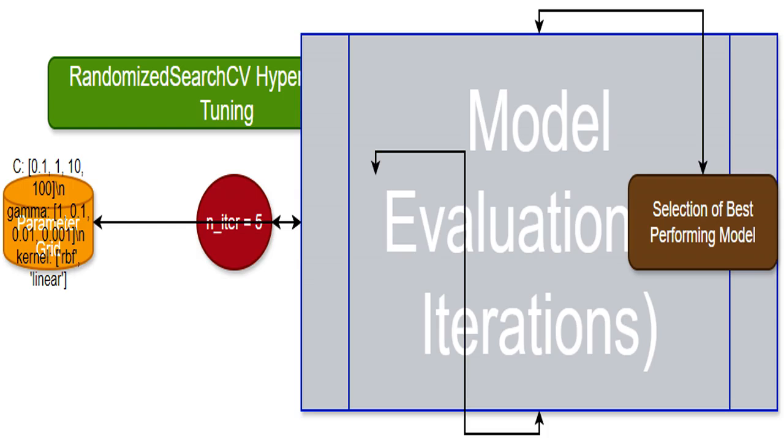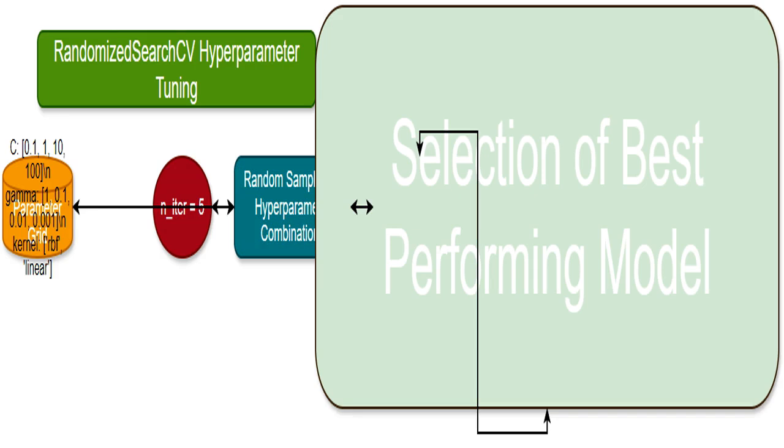RandomizedSearchCV trains and evaluates 5 different SVM models. Each model uses one of the randomly selected hyperparameter combinations. The evaluation uses a scoring metric to assess how well each model performs. Think of it as a taste test of 5 different recipes. After training and evaluating the 5 models, RandomizedSearchCV selects the model that performed best according to the specified scoring metric. It's like selecting the best tasting recipe from our taste test.